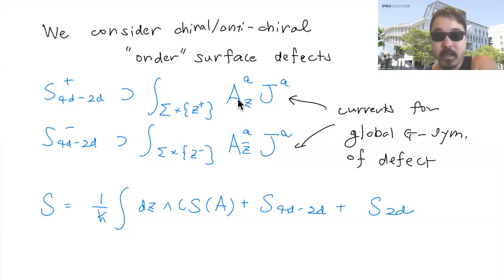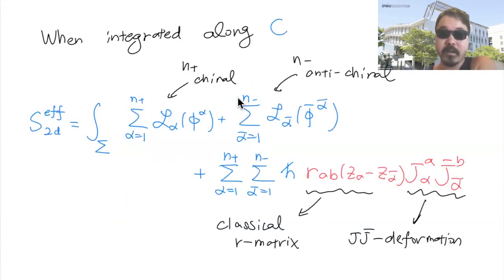So this is the setup. And once we have the setup, we can try to integrate the theory along the C. And here I have a little bit more explicit description. Here you have a Lagrangian with the chiral defects, antichiral defects, and then the JJ bar deformation leading more generally. And here I have the expression of the classical R matrix.